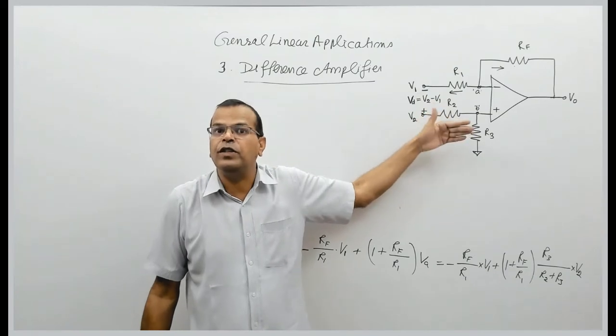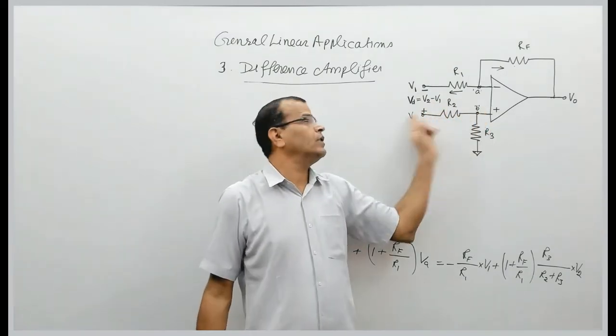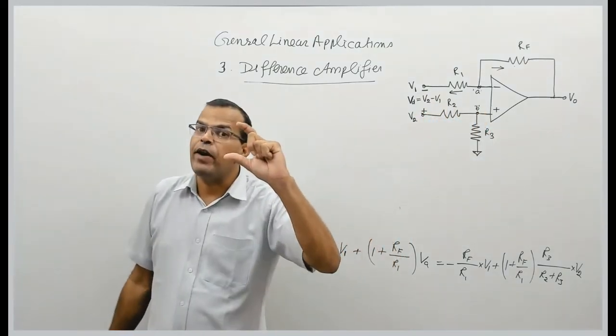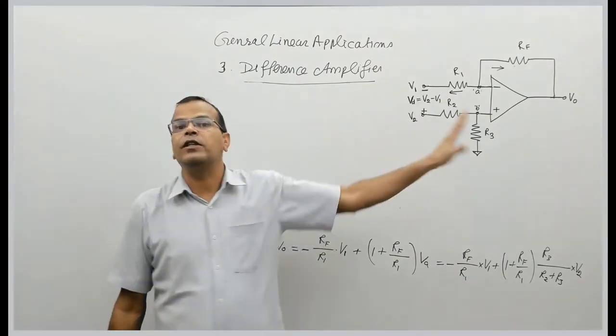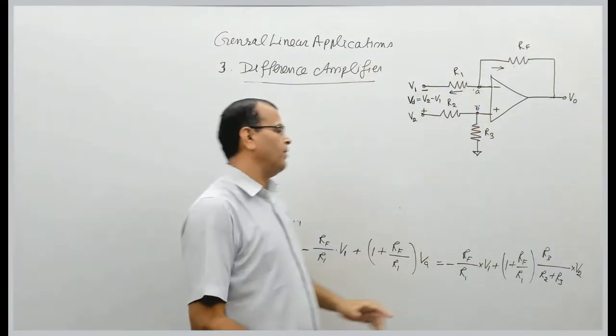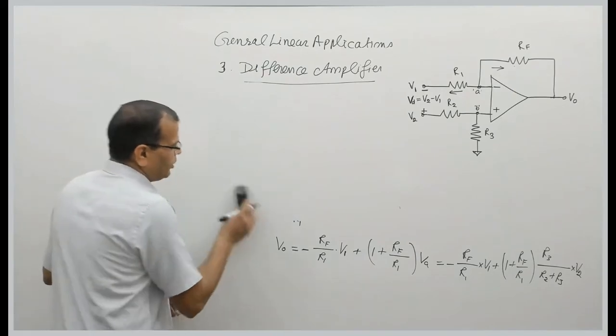So the difference of these two is what? V2 minus V1, that is VD. So I will be amplifying that difference. Only then will this circuit act like a difference amplifier. Let us see the alteration.